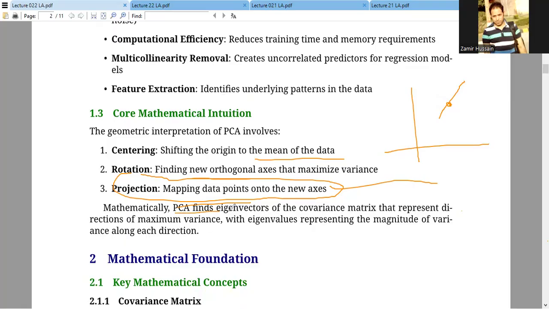Mathematically, behind principal component analysis, first we find the eigenvectors using the covariance matrix. For example, one data set is given and the data set is converted into the covariance matrix. Then from the covariance matrix we find the eigenvalues and eigenvectors. After that, we convert the actual real-world problem into the simple principal components, for example, a dimension reduction problem.